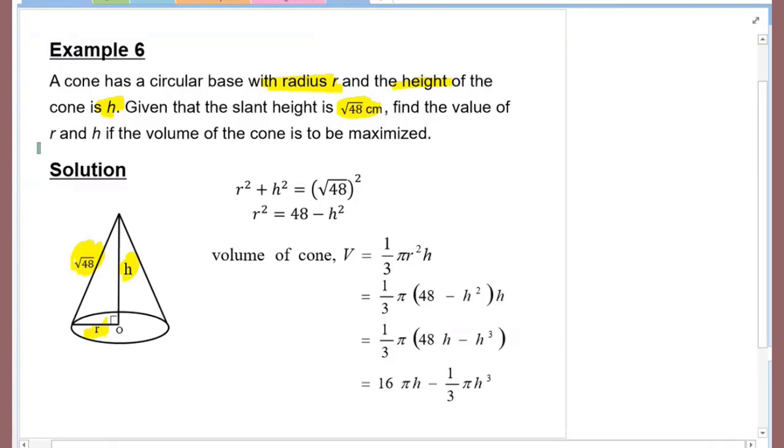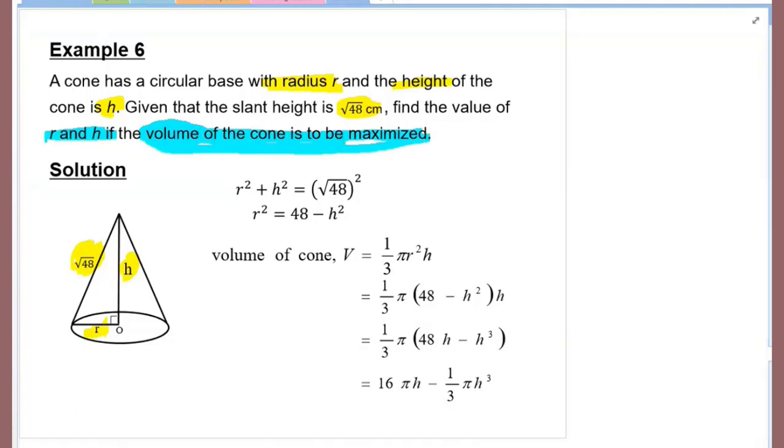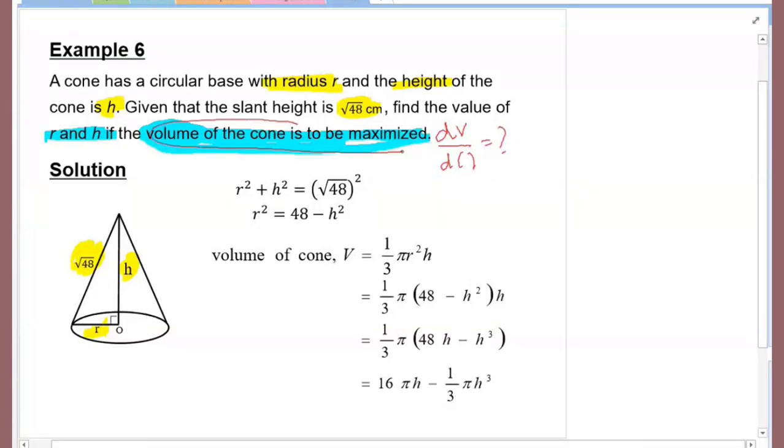Our concern is to find the value of R and H if the volume of the cone is to be maximum. So volume maximum. Okay, so this means dV over d something. Whether dH or dr, but volume is maximum. So you need to differentiate volume. Okay, and then check. Check formula for volume.